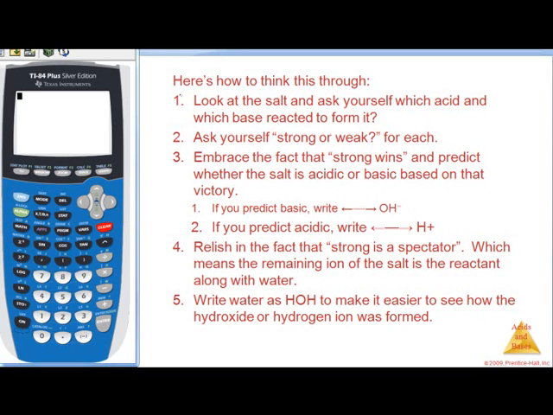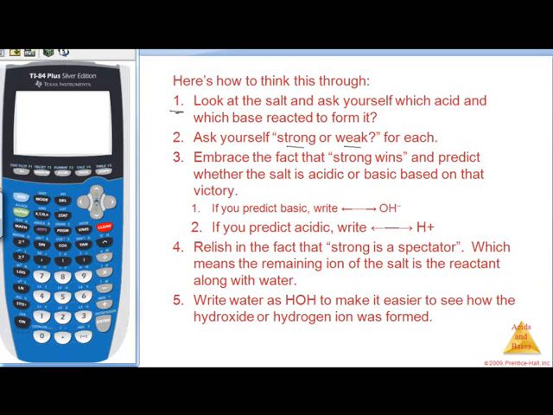Alright, so here's our step-by-step. Step 1, we look at the acid and the base and ask which acid and which base must have formed it. Ask whether they are strong or weak. Strong wins, so if it's a strong base, it becomes a basic salt. If it's a strong acid, it becomes an acidic salt.